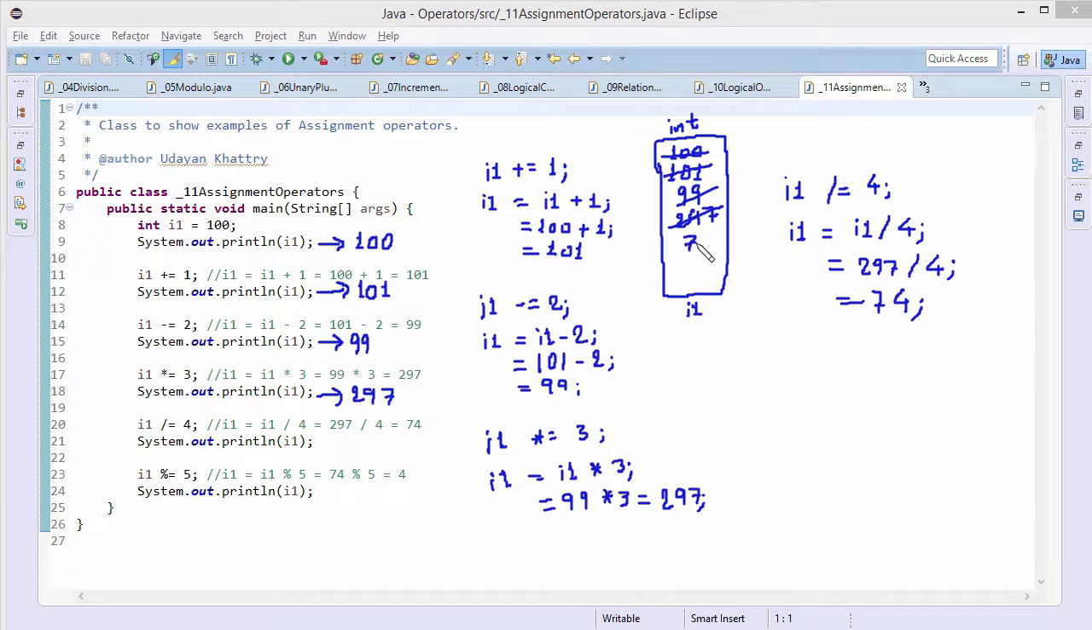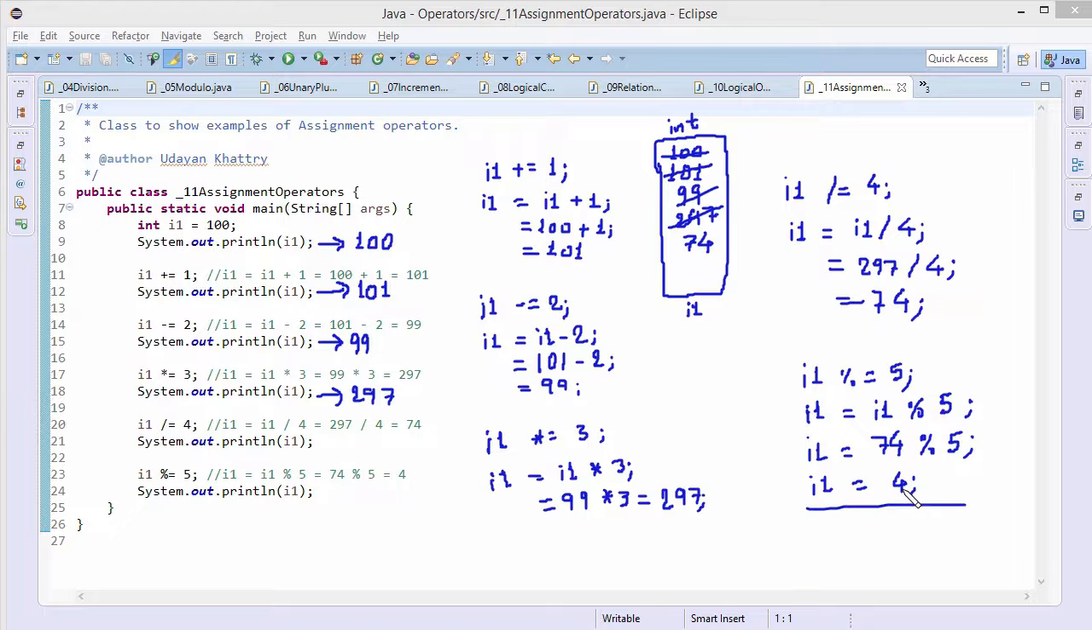This will assign 74. Then the final expression, I1 modulo sign equals 5, which means I1 equals I1 modulo 5, which means the current value of I1, 74, modulo 5, so I1 equals 4. So this means assign 4 to I1. This will print 4. The previous line will print 74. So let us now verify the output.